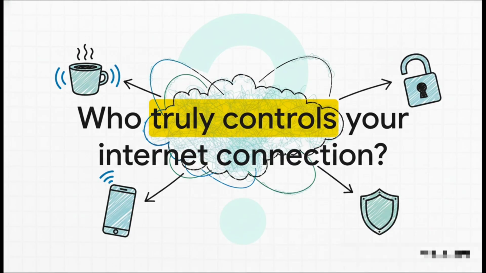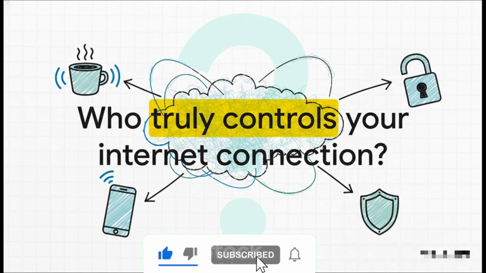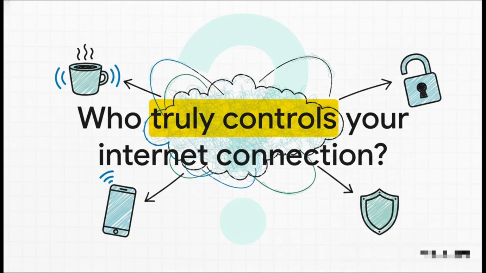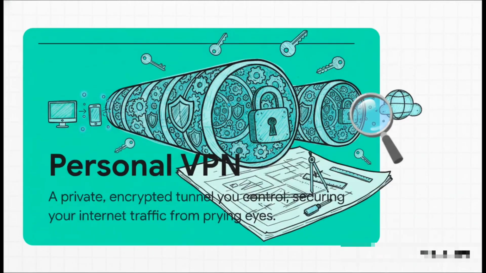Seriously, think about that for a second. Every single time you hop on the Wi-Fi at a coffee shop or browse from your phone, your data is zipping through networks that you don't own and you definitely can't see. And that question right there is pretty much the whole reason we're here today, to take back a little bit of that control. And this is our solution, a personal VPN.